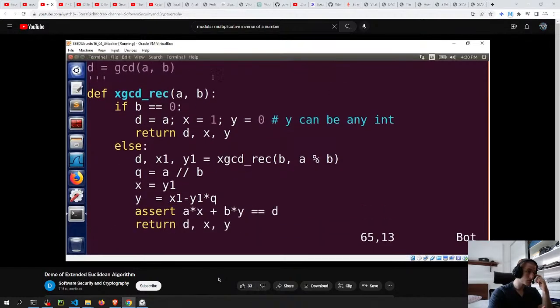So as I said earlier, it's very simple when b is 0, right? When b is 0, all you're going to do is you treat your x to be 1 and y to be 0. And by the way, y can be any value, as I said. You can change the y, doesn't matter. And your GCD is of course a when b is 0. Therefore, you solve the subproblem.